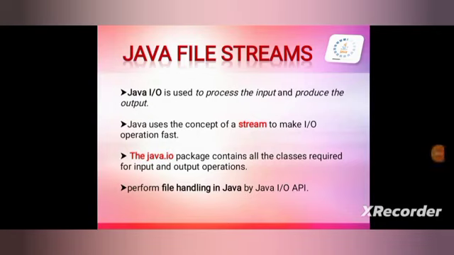Let us discuss the topic, Filestream. Java input and output is used to process the input and produce the output. The main concept of a stream is to make the input operations fast in Java. Here the java.io package does this job. It contains all the classes which are needed for the input and output operations in Java. In Java, file handling is performed by using the Java input and output API.